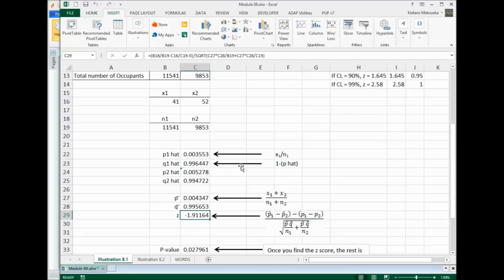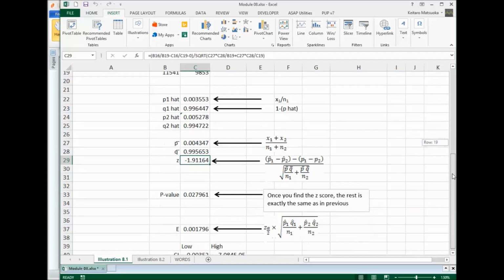Here's the crucial part. So the formula for z is this whole thing: p1 hat minus p2 hat, in parentheses, minus p1 minus p2, over the square root of this whole thing. So in this cell, that calculation has been done for you. If you follow the cells, they correspond to the right numbers. So one thing about this formula, we assume p1 minus p2 to be 0. So that's why there's a 0 here. So it's always going to be 0 in this class.